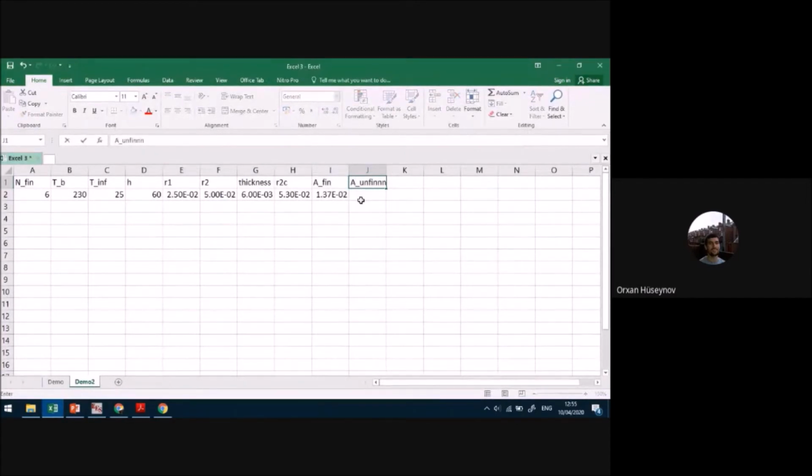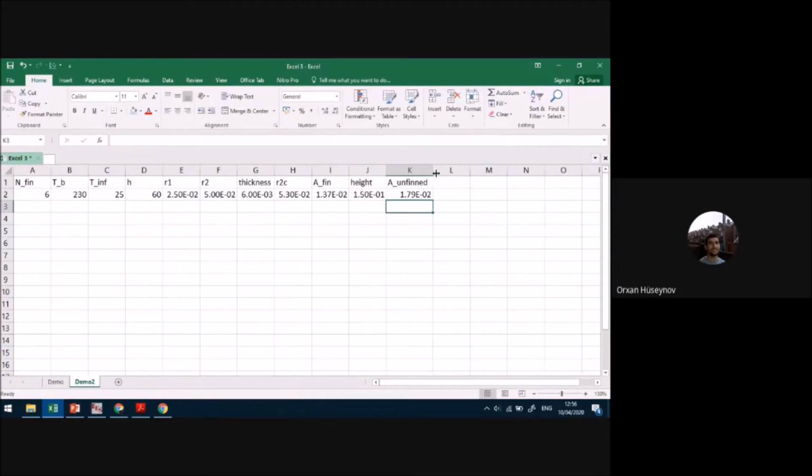Area fin will be 2 into pi into R1 h. No, h is not here. Let's add the h value. Height was 0.15. And let's do it: 2 into pi into R1 into height minus the number of fins multiplied with the thickness of each fin. Okay, which is the unfinned area.